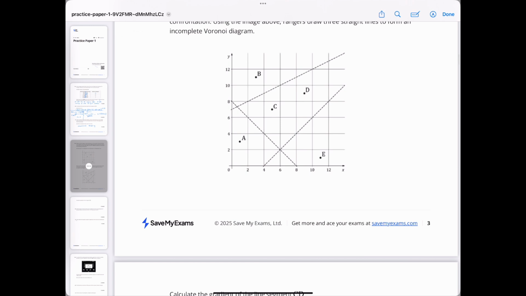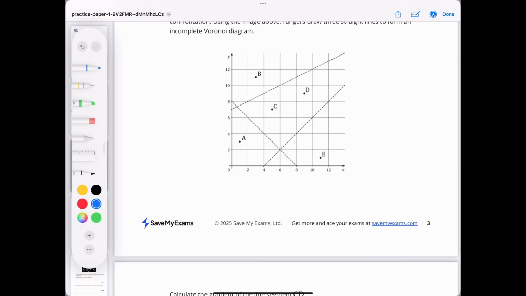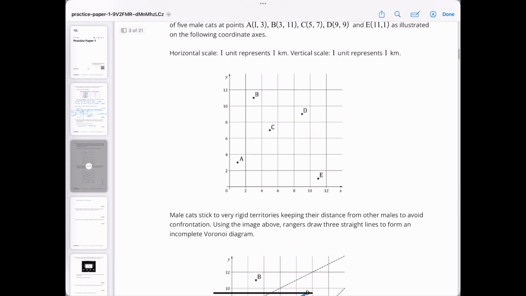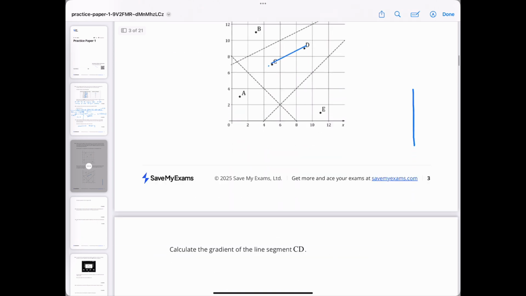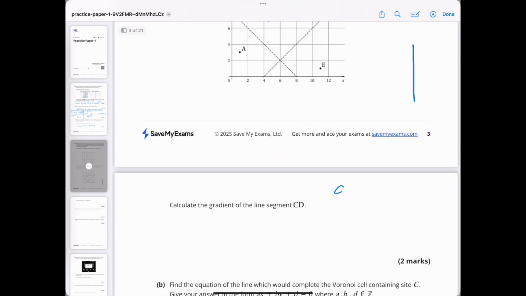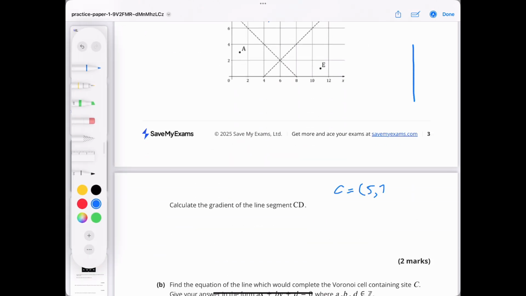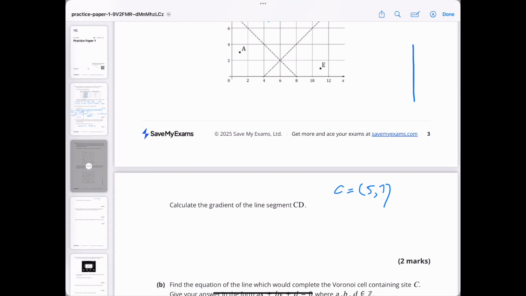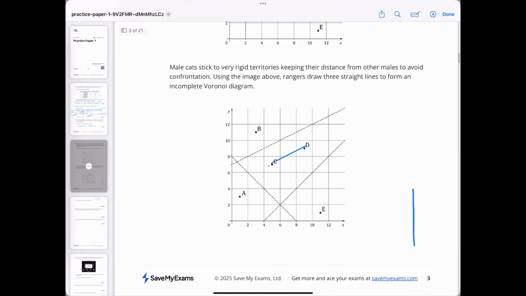So now what we're going to do is find out what this is. So what is that going to be? Let's have a little think. We know what C and D are, don't we? So C is 5-7, and D is 9-9.